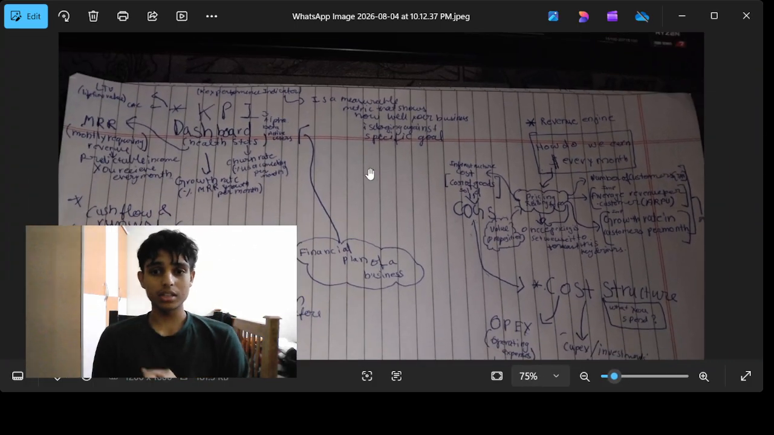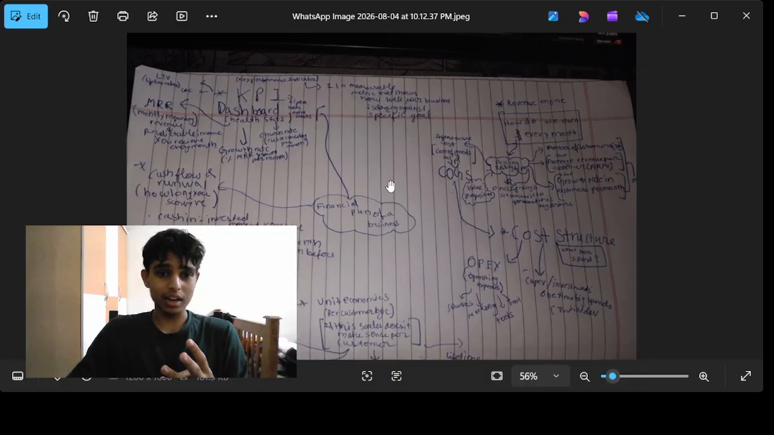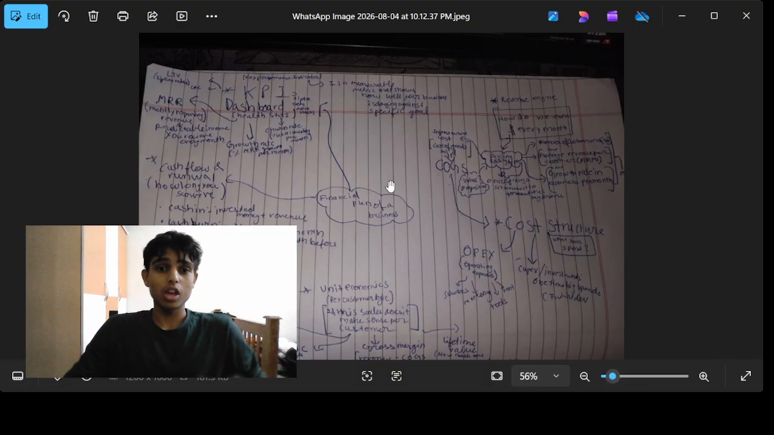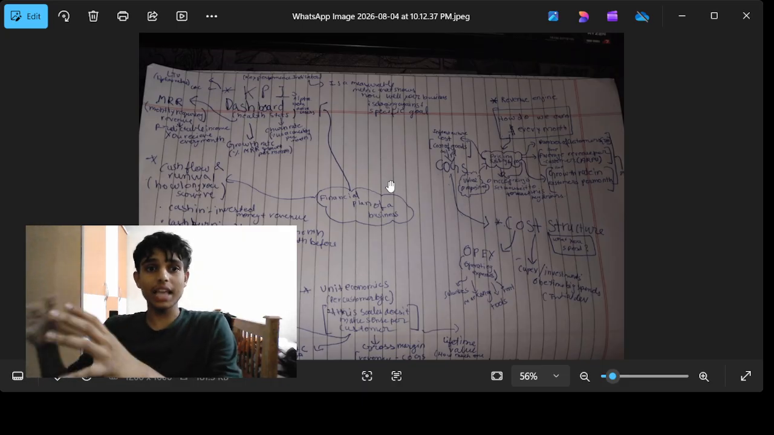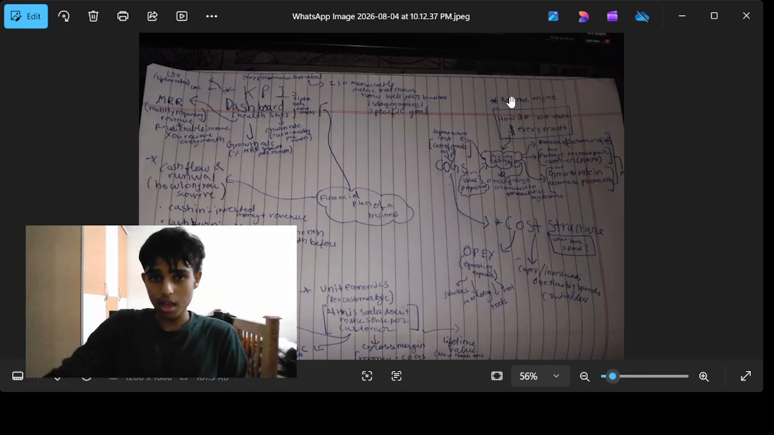It has revenue engine, cost structure, cash flow and runway, unit economics, and KPI dashboard. So in your pitch deck for the financial plan section, you need to have these segments and you need to give a brief about how your business model is around each segment.